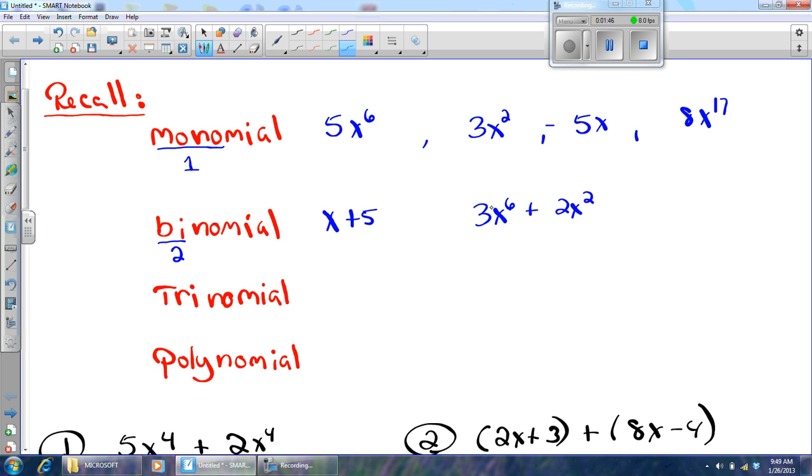Okay, pretty easy stuff. By the way, on monomials, this is not a monomial. 5 is not a monomial. It's called a constant because there's no variable. No number by itself is a monomial. So binomial only means two terms.